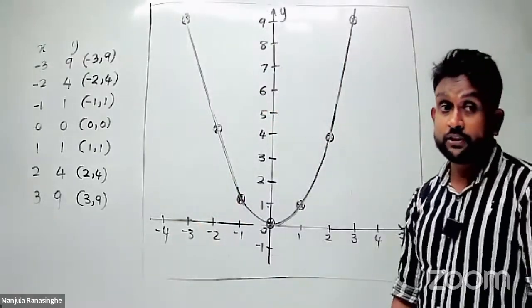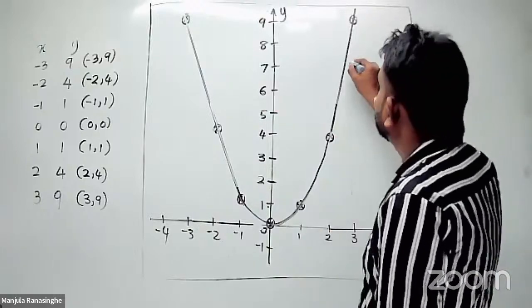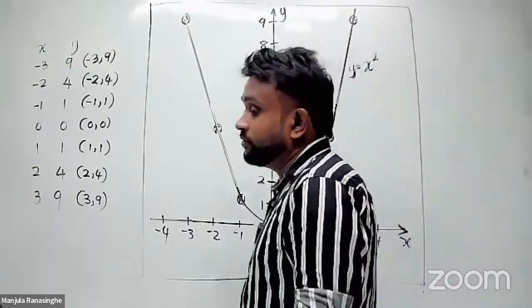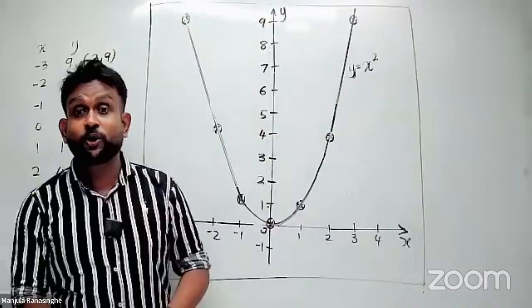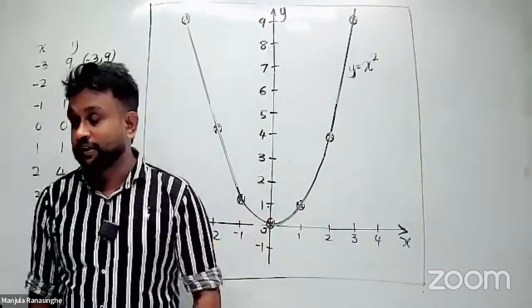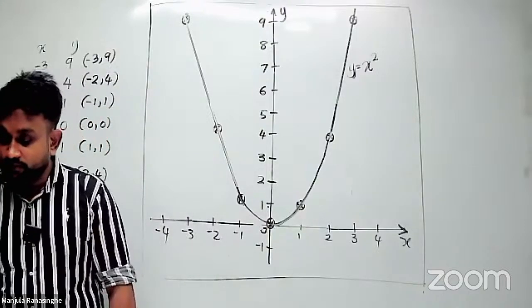Okay, so then you write on the graph itself the equation y equal x squared. This is how you draw the graph. This is called the parabola shape. So you have to draw this way. Right, and everyone, any questions you can ask.